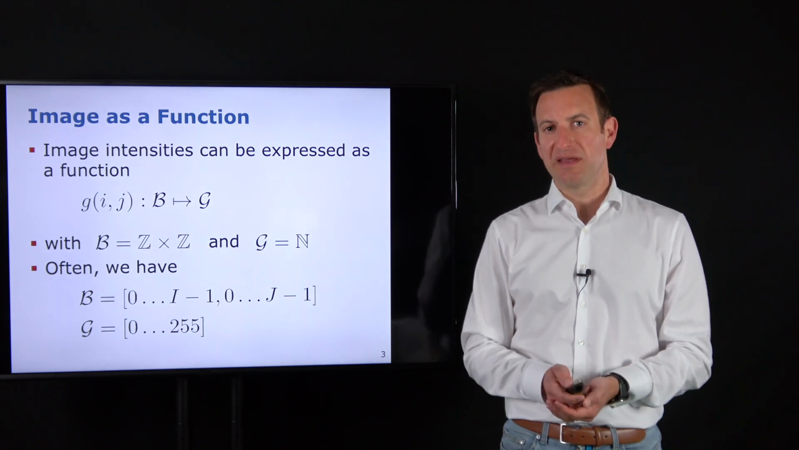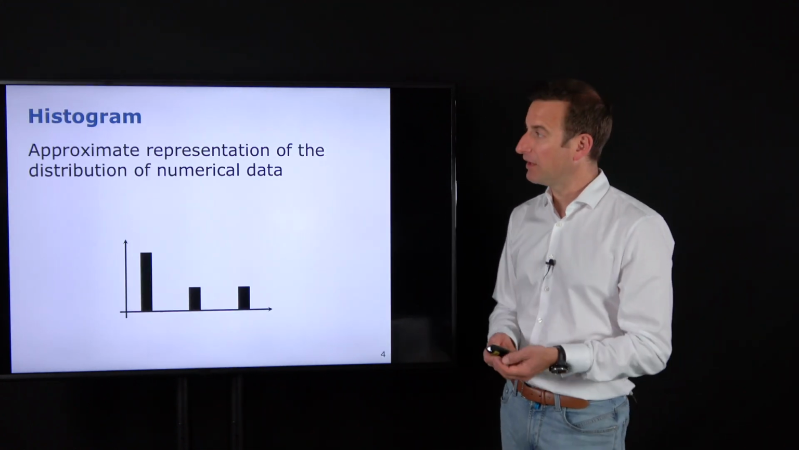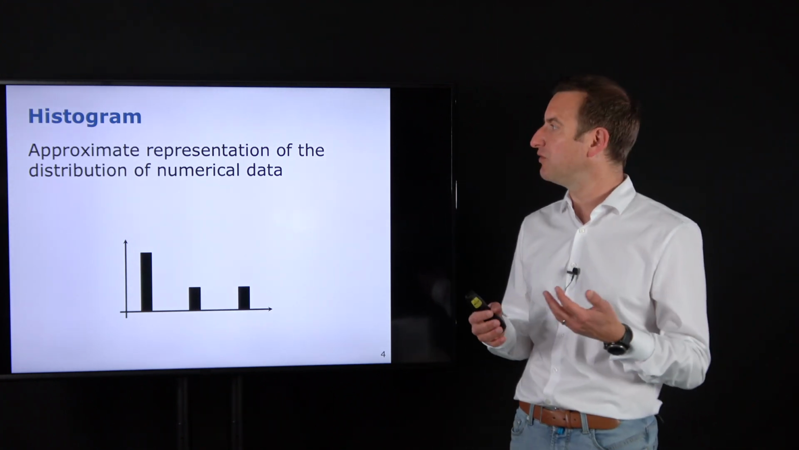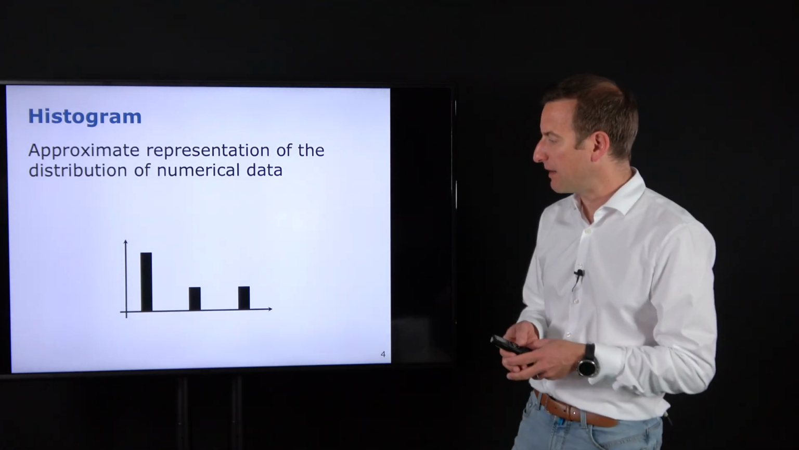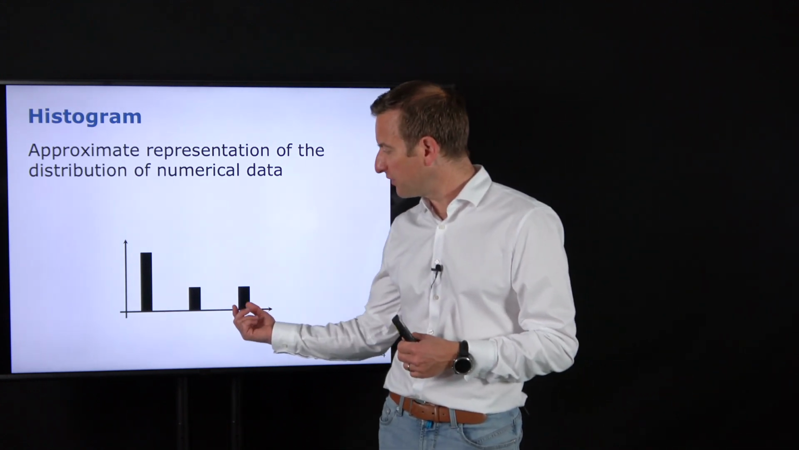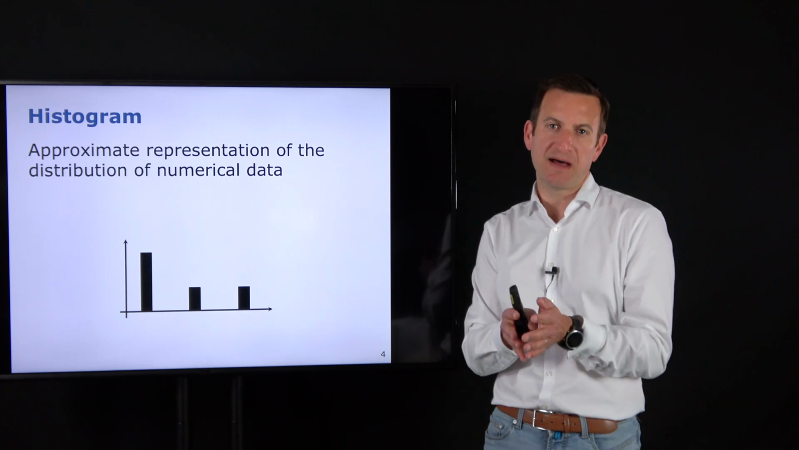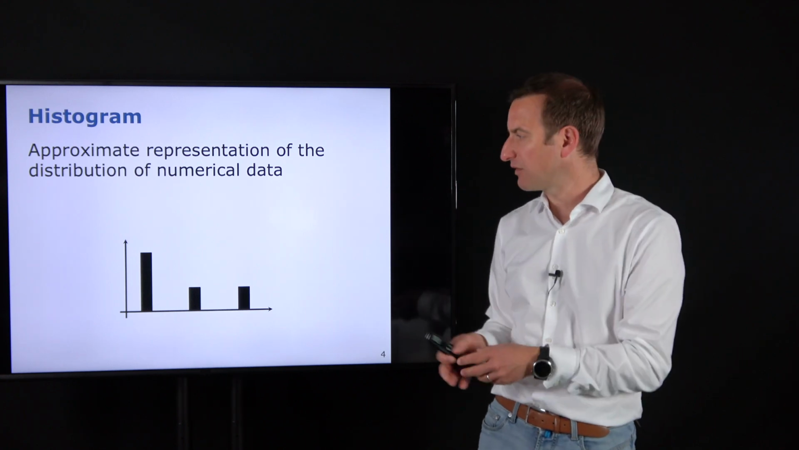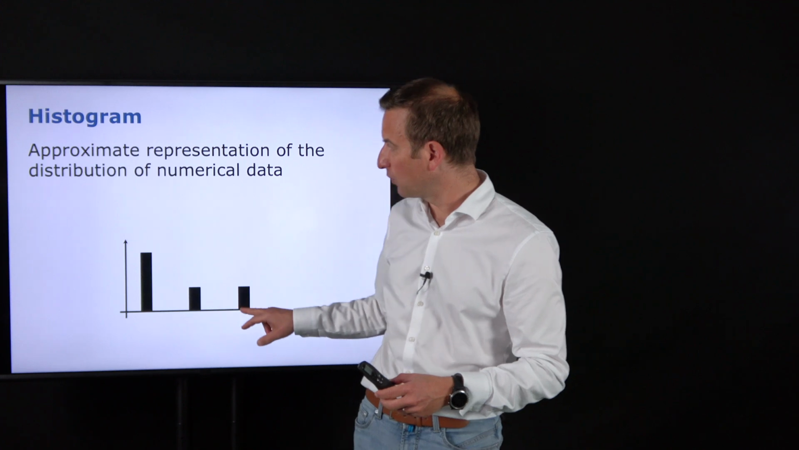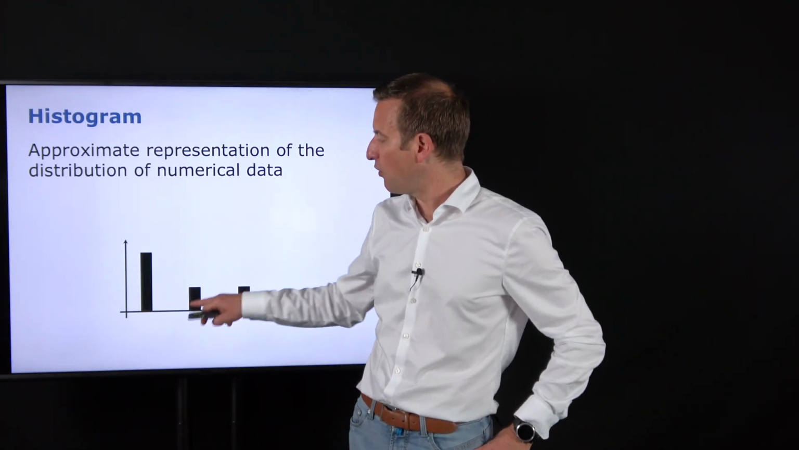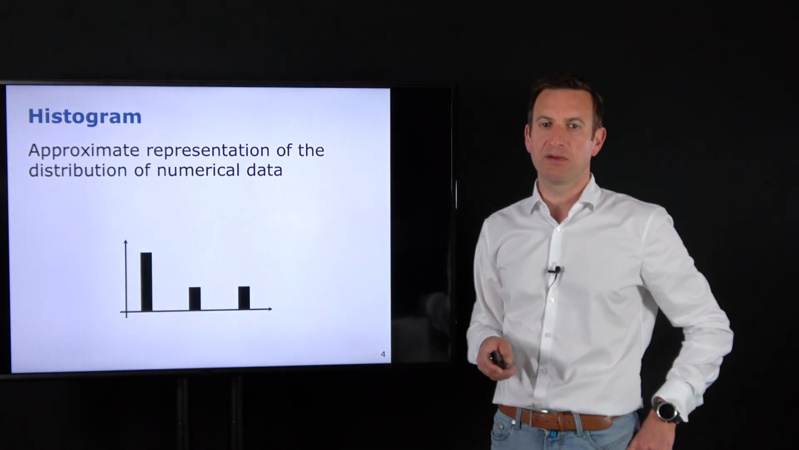Now let's look at the second thing. What is a histogram? A histogram is basically an approximate representation of the distribution of numerical data. And typically this numerical data is grouped into bins. So let's say values between 0 and 5, or 6 to 10, for example. These are the so-called bins. And then we basically have a counter of how often they occur, or a probability of how often they occur.